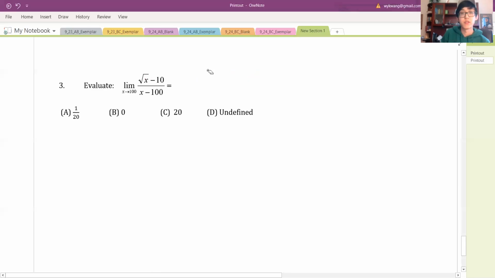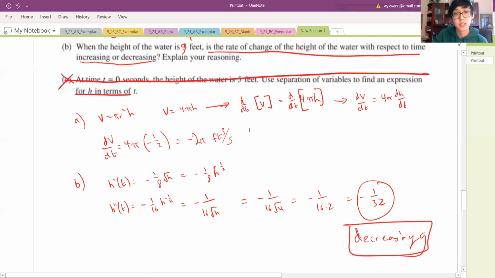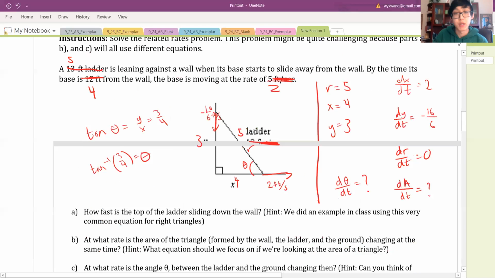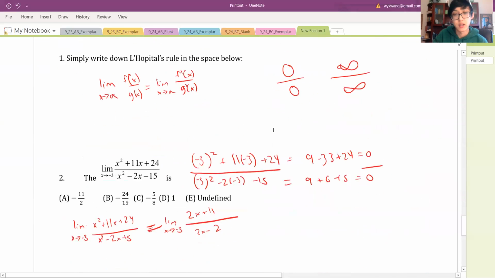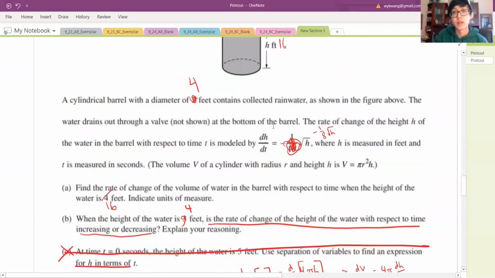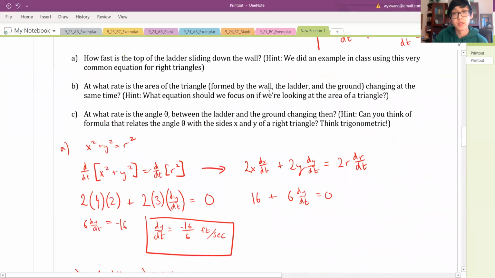But that is it for this packet. I will say I think the related rates problems are actually kind of tedious, but besides that, it should be pretty quick. So good luck, and if you have any questions, please just ask me.